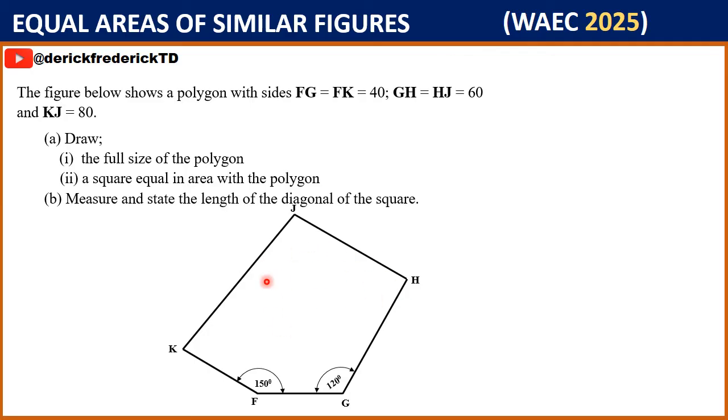We're going to copy this diagram. Then construct a square equal in area with this polygon. Then we're asked to measure and state the length of the diagonal of the square.